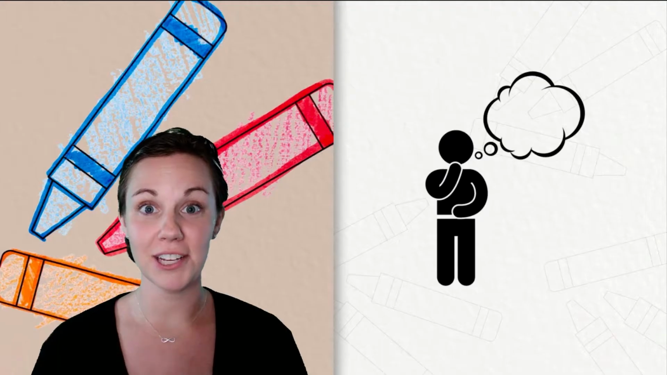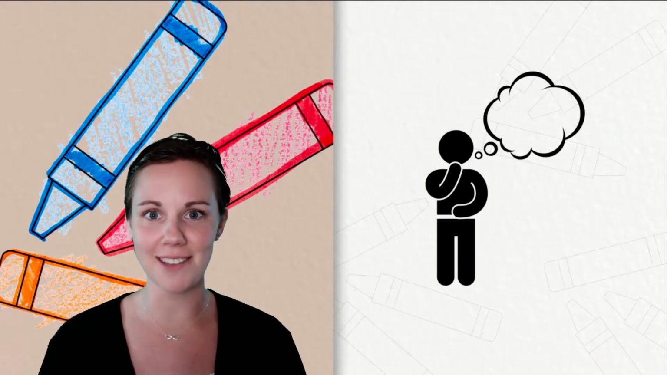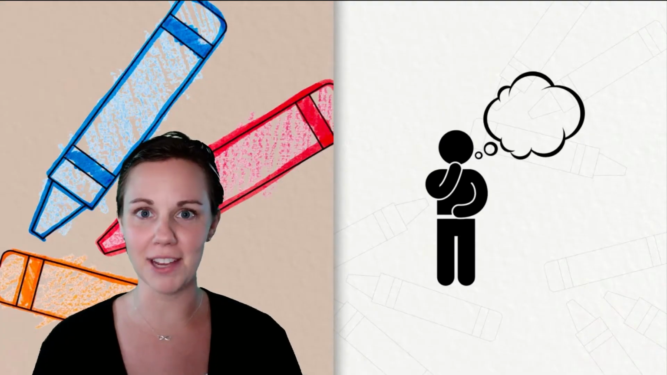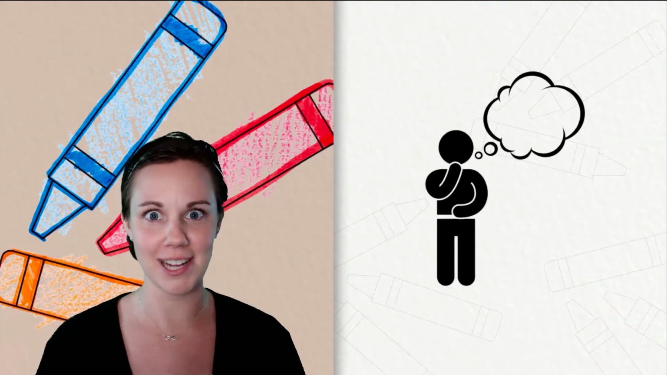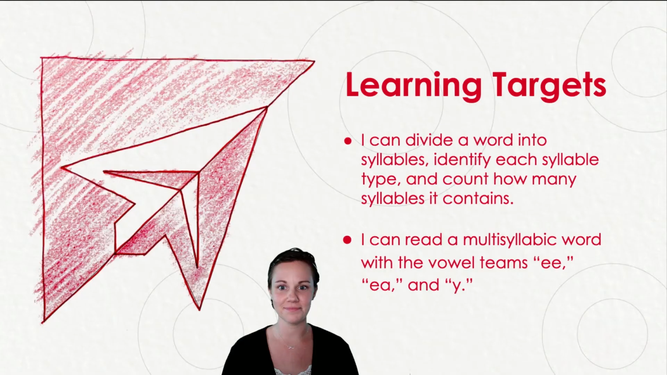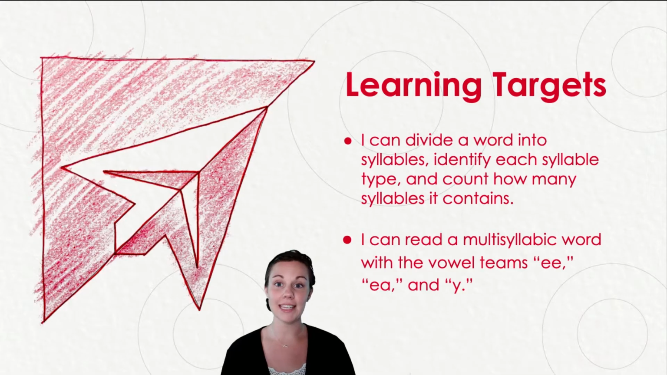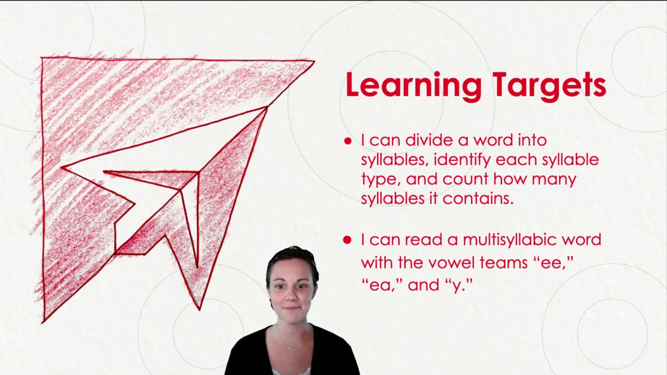Materials! You'll need your thinking cap today. We're going to be working very hard, so I hope you have it ready to go. The first learning target says, I can divide a word into syllables, identify each syllable type, and count how many syllables it contains. Those are the steps we'll be following today in our Count It Out instructional practice.